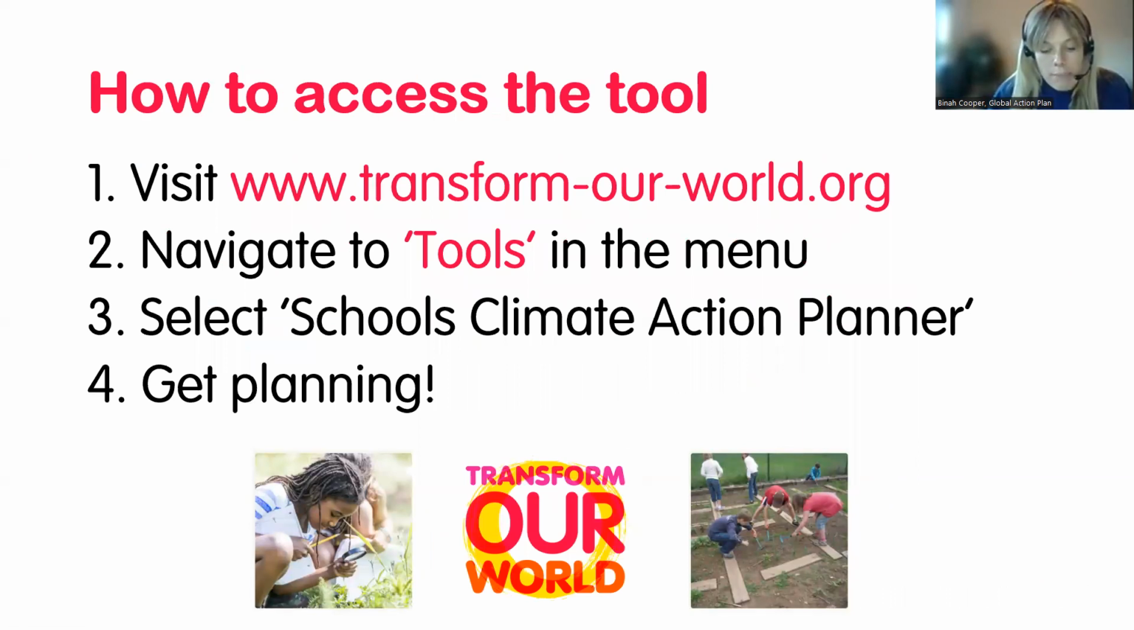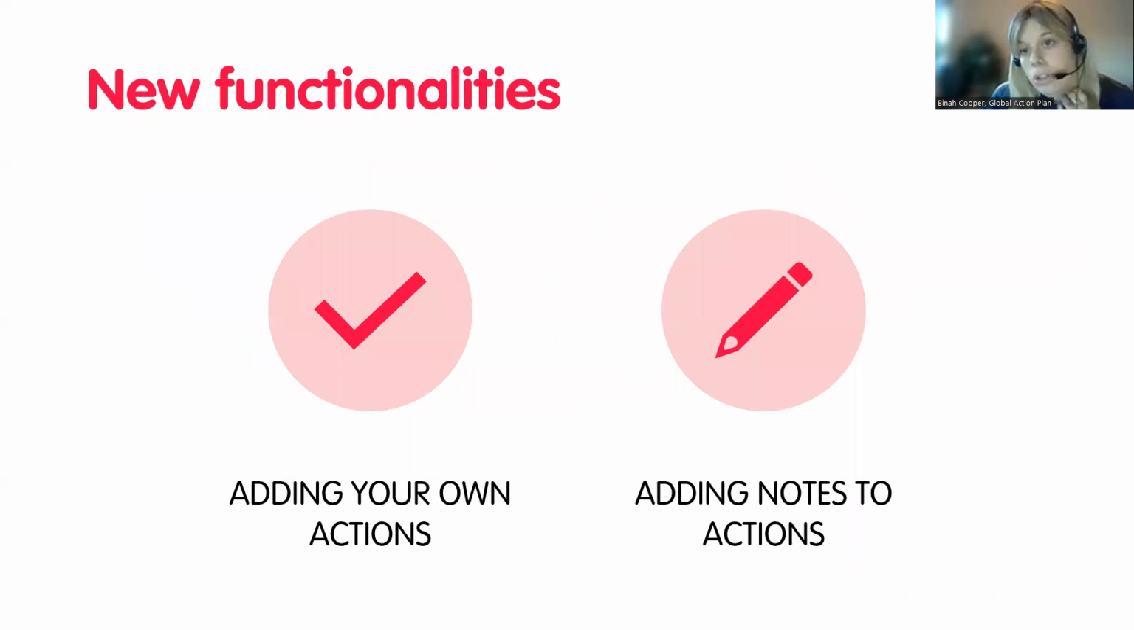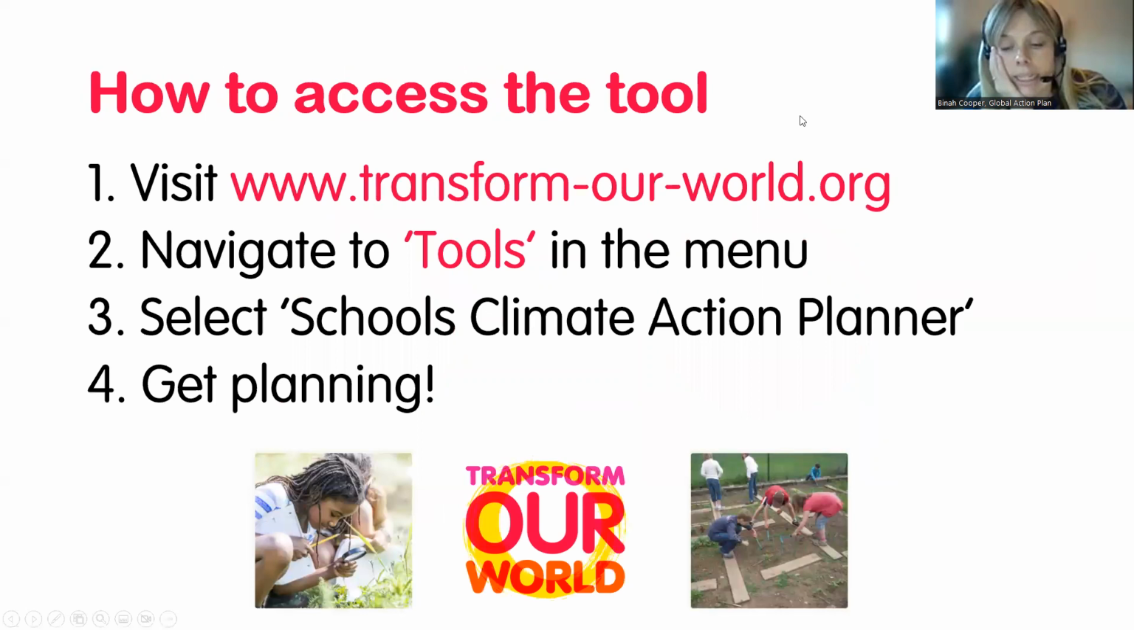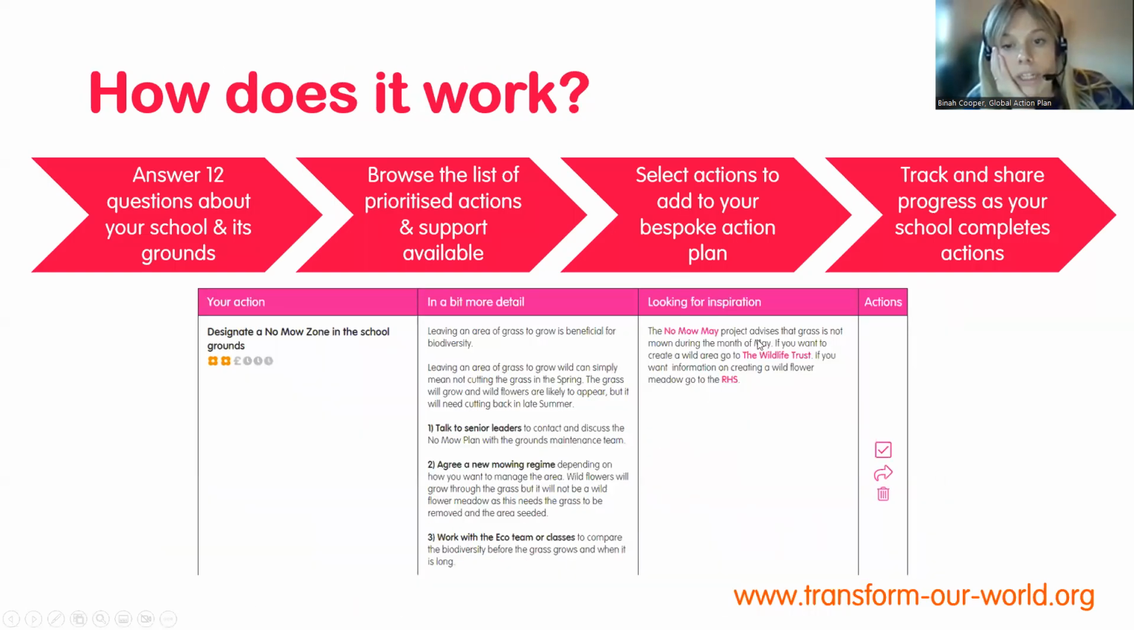I've spoken a little bit about how you access the tool, and I'm happy to go through that again or to answer any questions, but I just want to talk through two new functionalities that have just joined the site in the last week. There is now an opportunity that you can add your own actions. So if I go back to this slide here, at the bottom of your action planner, you'll now have a new box that says add your own action, and you can create your own action.